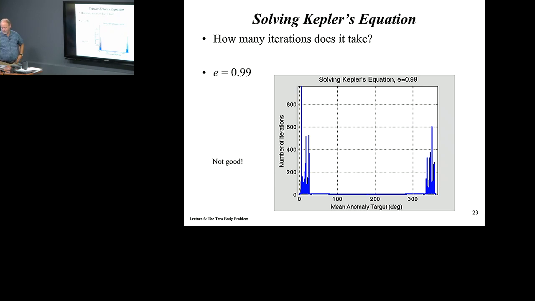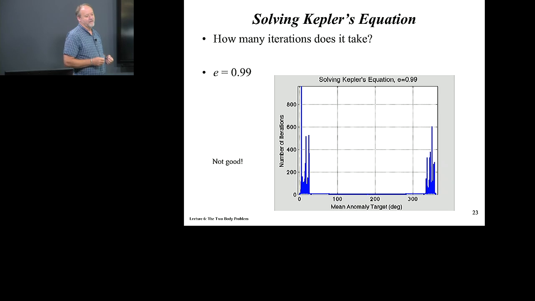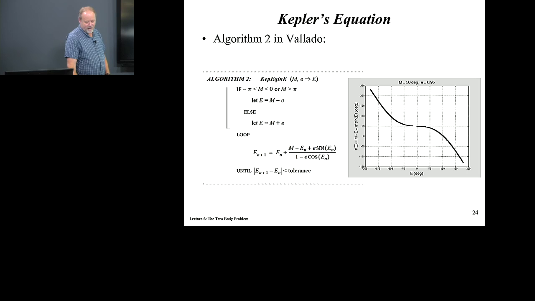And then we go to 0.99, and then it really starts to fall apart because it can just wander all over the place. It could take 800 iterations. Or depending on what kind of computer you're on, it may not converge at all. So when you're at an eccentricity of 0.99, it gets so nonlinear that it may not converge just because of the accuracy of the digits on your computer. So I don't recommend this for really extremely high eccentricities.